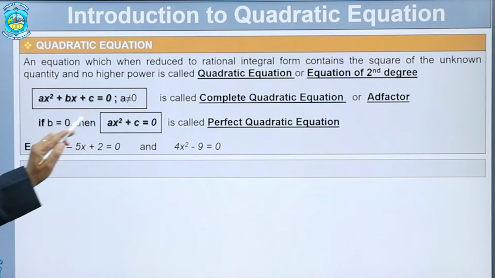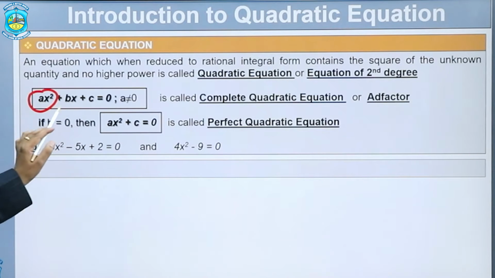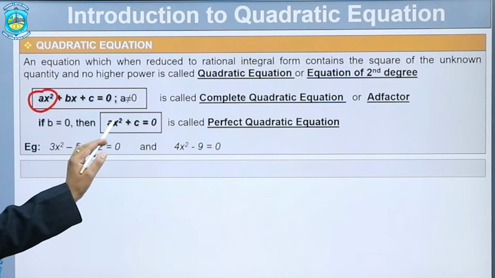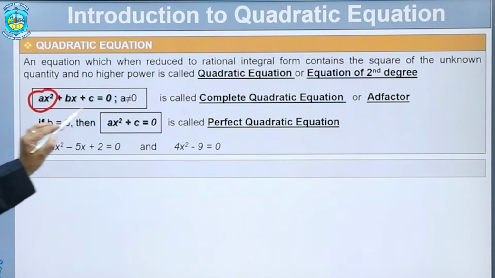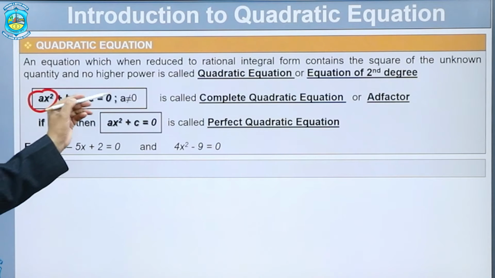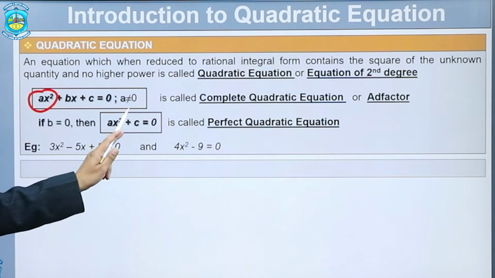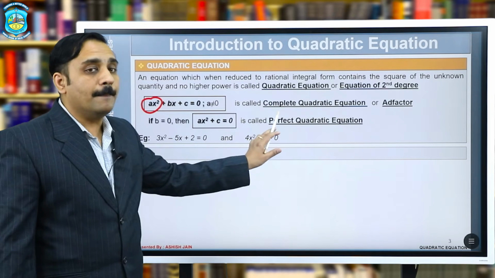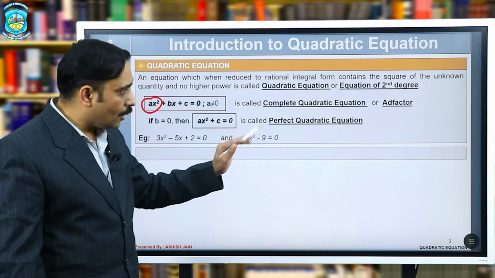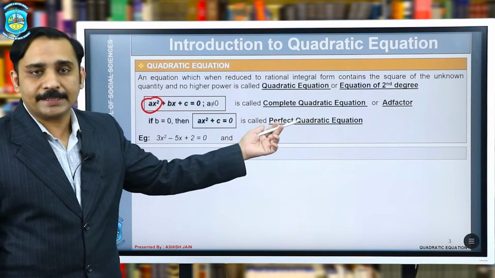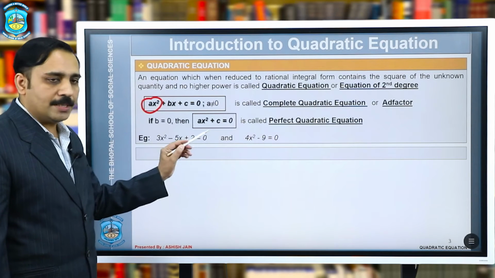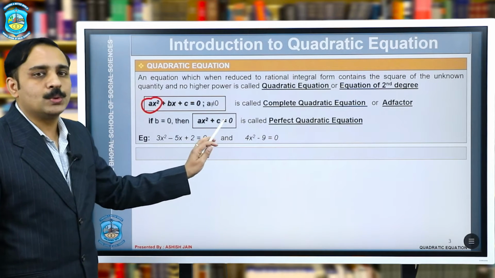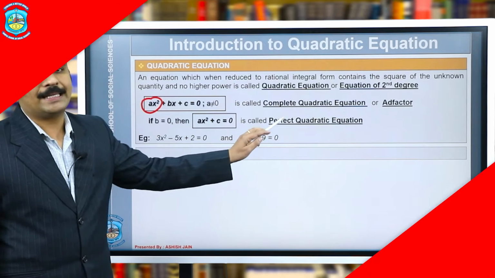If a is 0, this whole part will become 0 and our equation becomes a 1-degree equation, which is not a quadratic equation, which is a linear equation. So for a quadratic equation, it has the form ax square plus bx plus c is equal to 0 and this a is not equal to 0. This form is called a complete quadratic equation, or we can also say that it is an adfected equation. Now, if the value of b is 0, then this equation reduces to ax square plus c is equal to 0. This is called a pure quadratic equation.